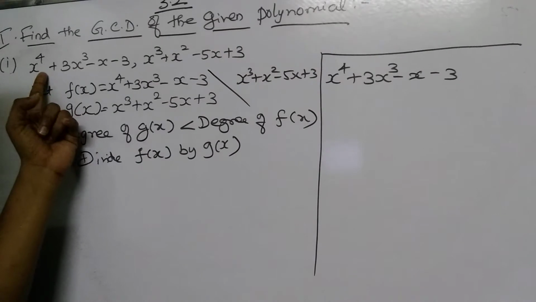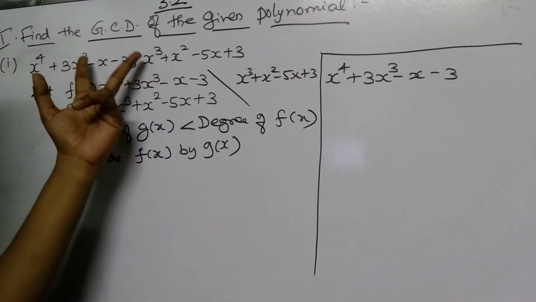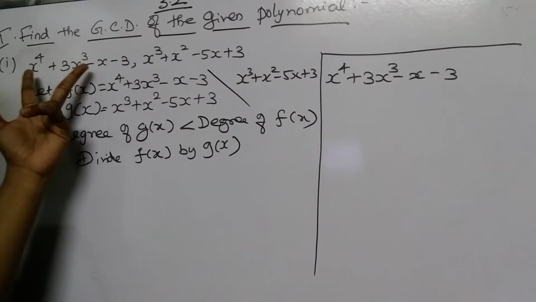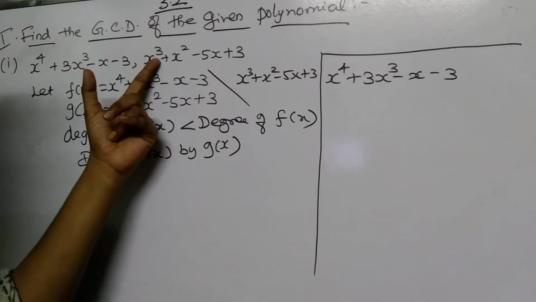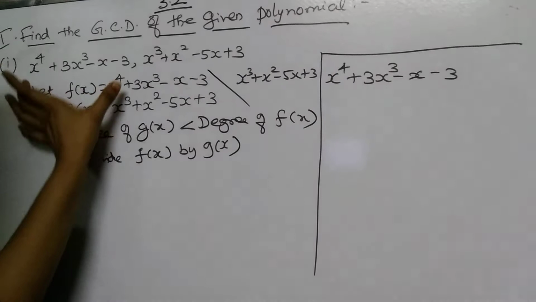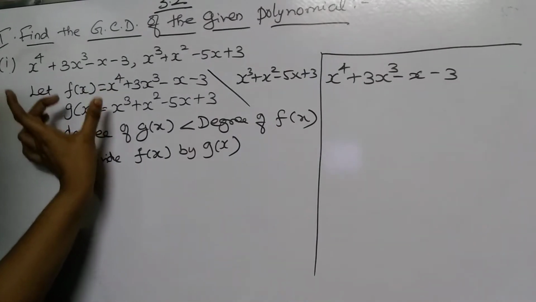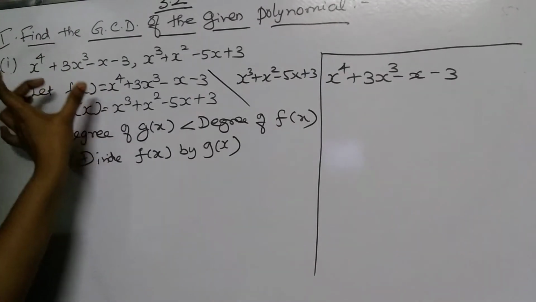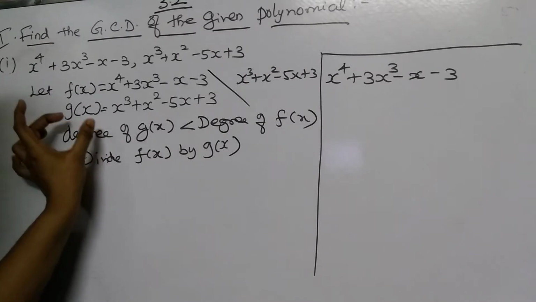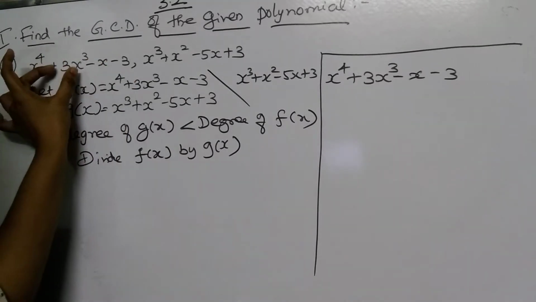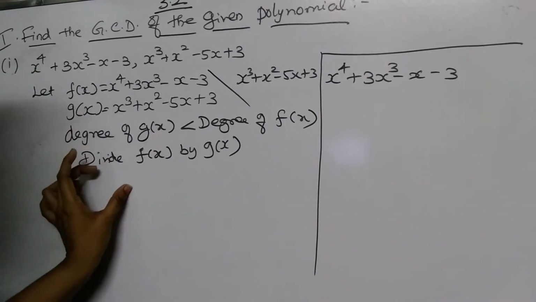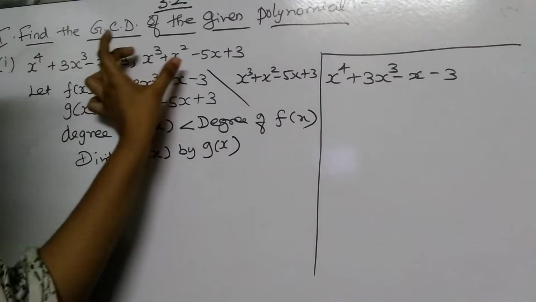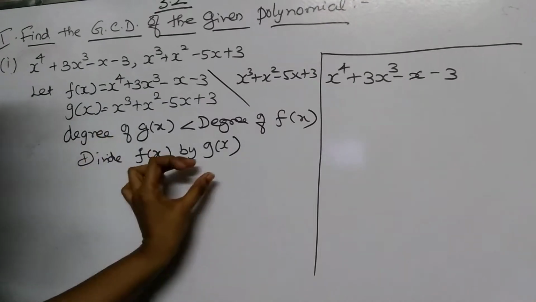So for the given polynomials, first check the powers, because to divide polynomials you check the degrees. The first one has power 4 and the second one has power 3. So assume the first given polynomial is f of x and the second is g of x. Division can be done only if the degree of g of x is smaller than the first one. Then only is division possible. We can divide f of x by g of x.